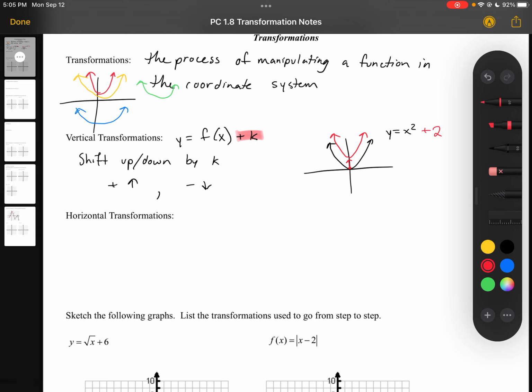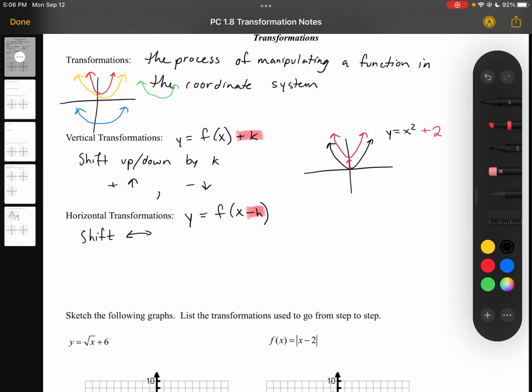A different type of transformation that we can also see is called a horizontal transformation. In this one, we still have f of x, except we're going to subtract h from inside the parentheses, so y equals f of x minus h. So the key difference here is 1 we're subtracting, and 2 it is inside of our parentheses. And what this is going to do is it's going to shift it right or left. It's not going to change how wide it is. It's going to look exactly the same. We're just going to be shifting it left or right.